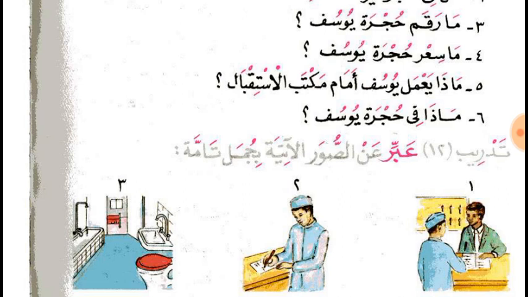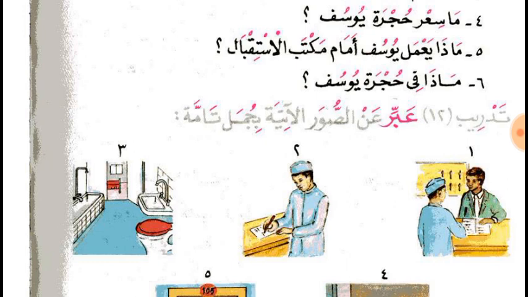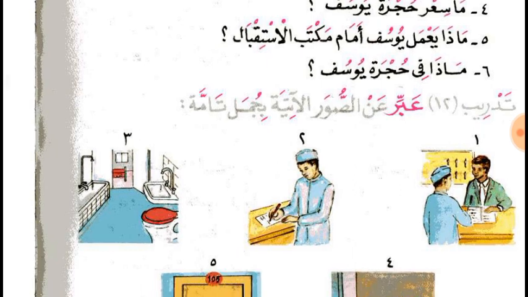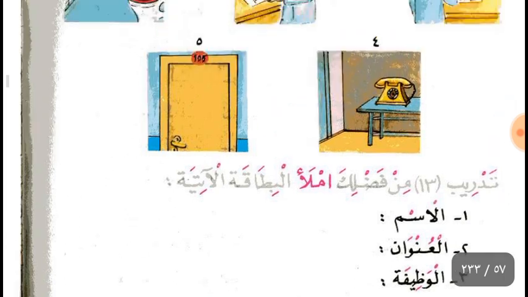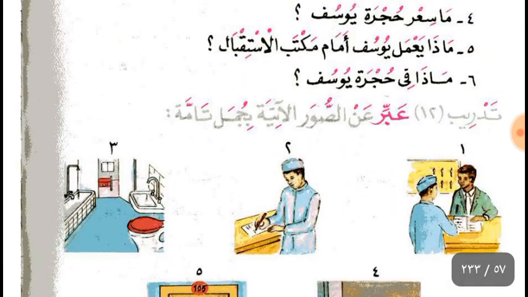Maza fi hujratu Yusuf? What is in Yusuf's apartment? Many things in the apartment. Hatif, sarir, hamam, fi hujrat Yusuf. Television. Okay. Hatif, yes, sir. Then we have Tadribus Sania Shara, exercise 12.